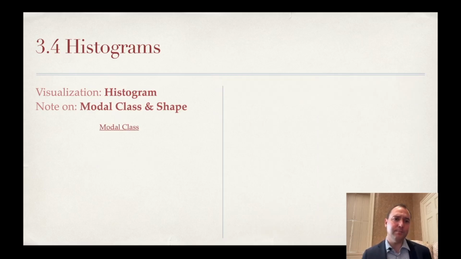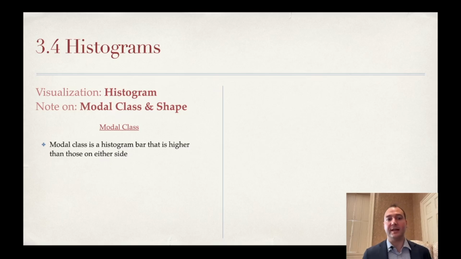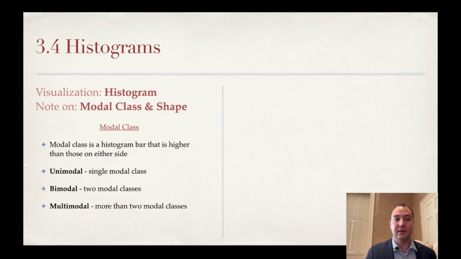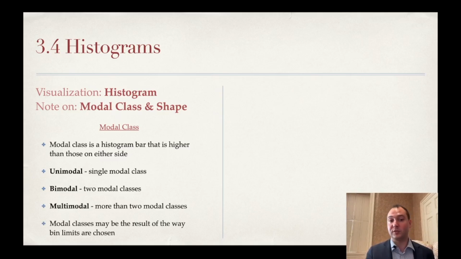All right, so what is a modal class? A modal class is a histogram bar that is higher than those on either side. It's a peak in your distribution. Unimodal means you have 1 peak in your distribution. Bimodal means we have 2 peaks. Multimodal means we have multiple peaks in our distribution. Modal classes may be the result of the way bin limits are chosen. So depending on how many bins we might have a different number of peaks in that distribution.